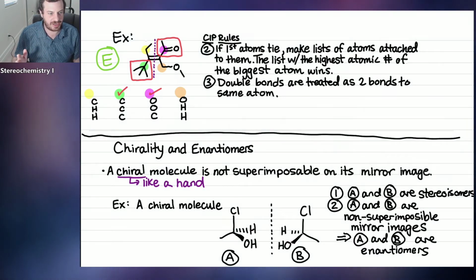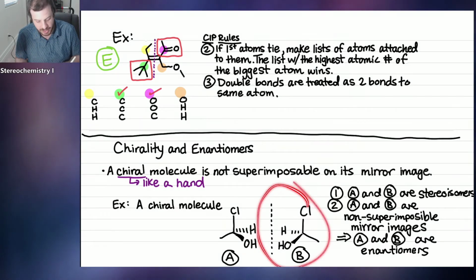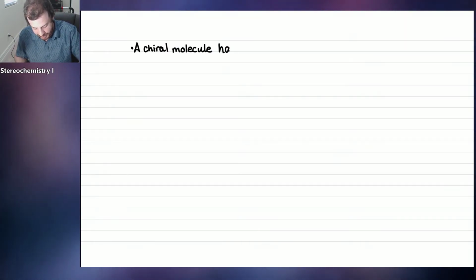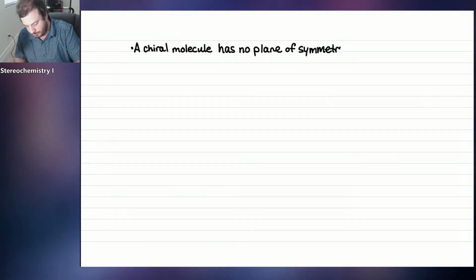So let's switch gears for a second and try to identify, is a molecule chiral or not? How can we tell? It's a little tricky to be constantly drawing mirror images and seeing if they overlap. There's a super easy shortcut to tell if a molecule is chiral. A chiral molecule has no plane of symmetry. That is always true. If there were a plane of symmetry, then there would be a way to superimpose the molecule on its mirror image.